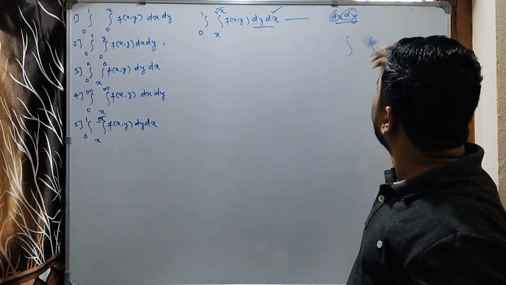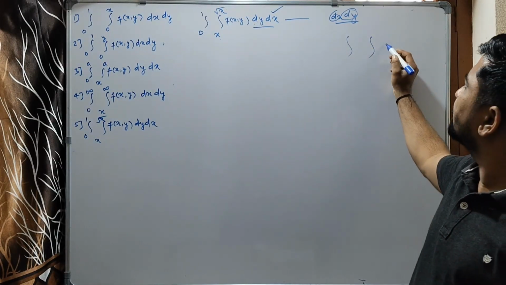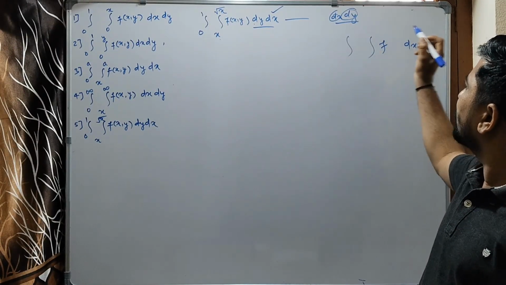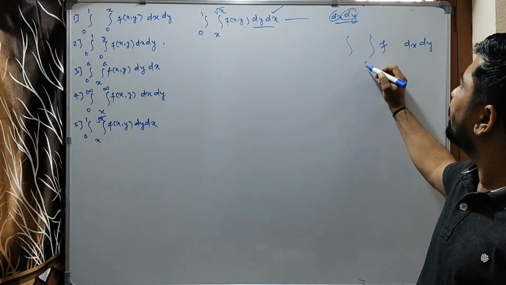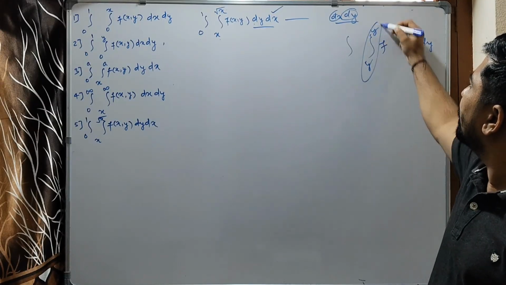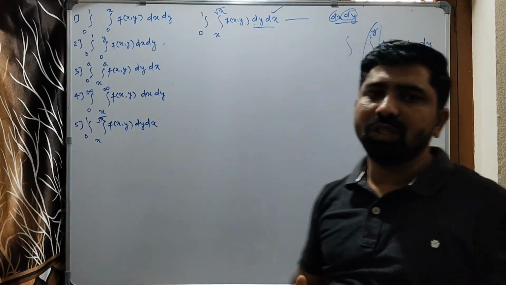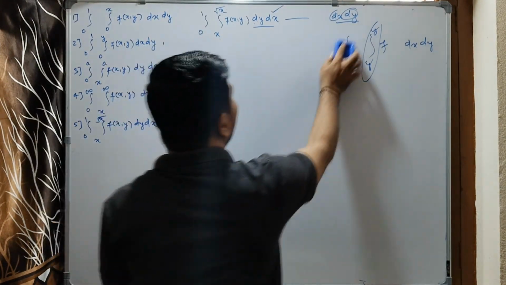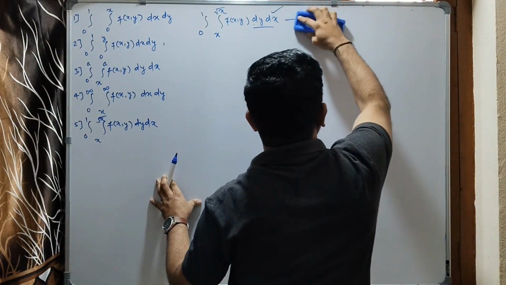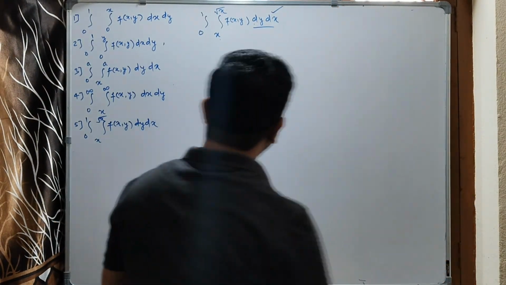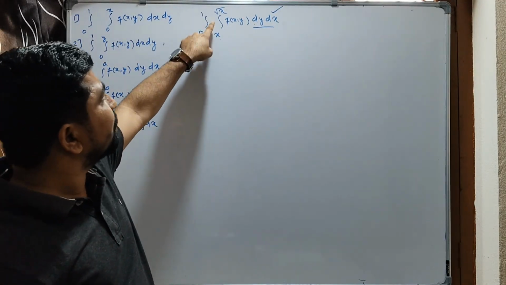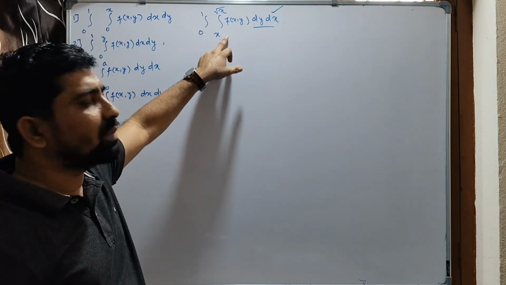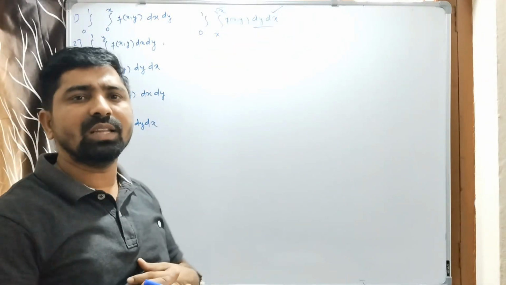In the final answer I want the function with respect to x and then dy, so I want to convert this inner limit in terms of y variable. How to change it in terms of y is the following. Just observe one thing: first I will draw the region with the help of this closed interval. The limits of the second integral are x to root x, so that must be the value of y, not again the value of x.